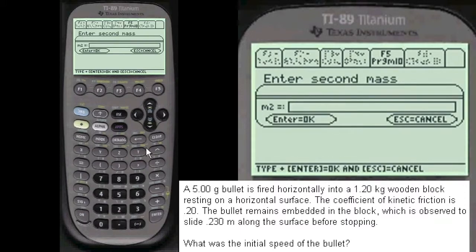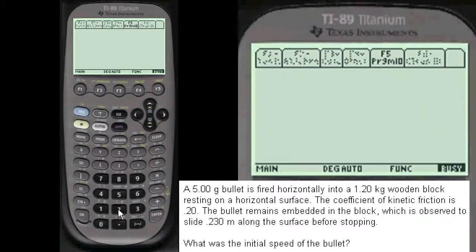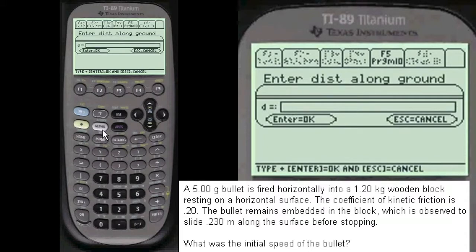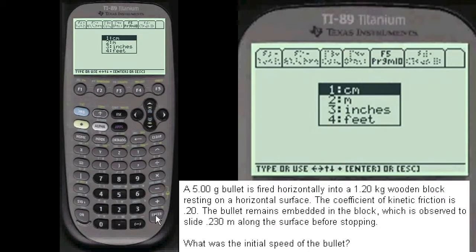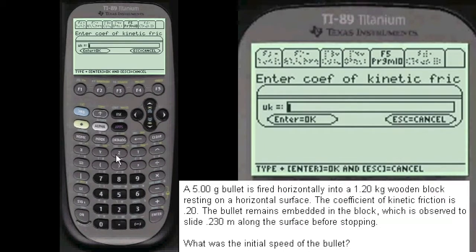It asks for the block's mass. That's 1.2 kilograms. We're going to press alpha 1.2, kilogram number 2. Press the numbers before. Sliding distance. It's given as alpha 0.23, and meters, and the coefficient of kinetic friction is alpha 0.2.